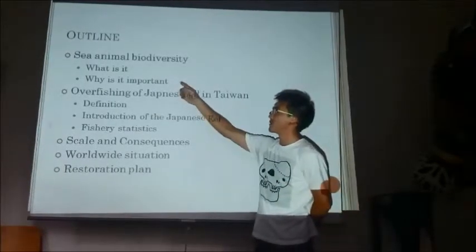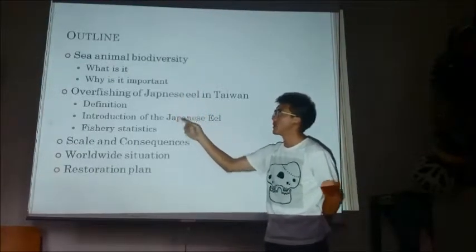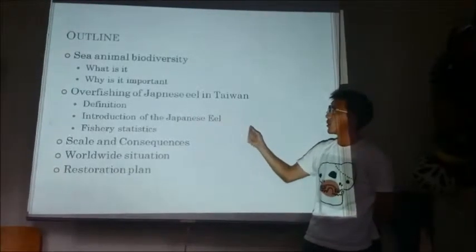First, I will talk about sea animal biodiversity and what it is and why it is so important. And then I will talk about the overfishing problem of Japanese eel in Taiwan.